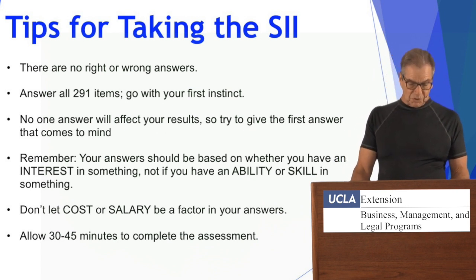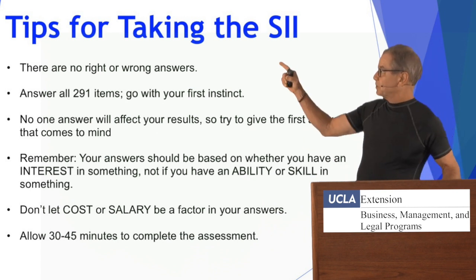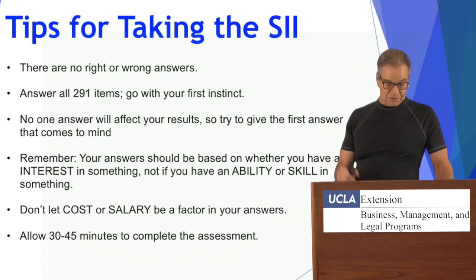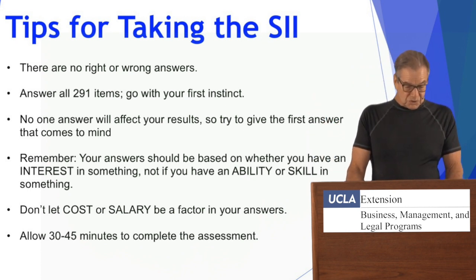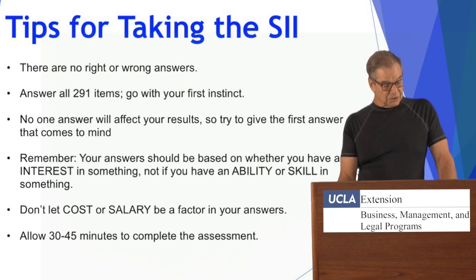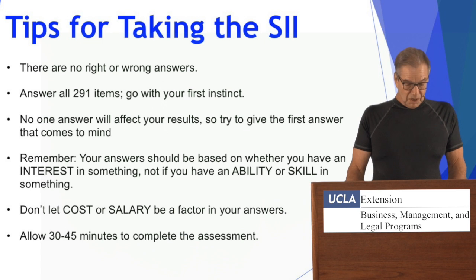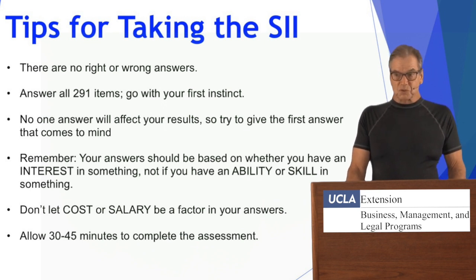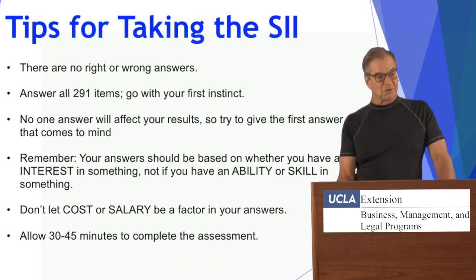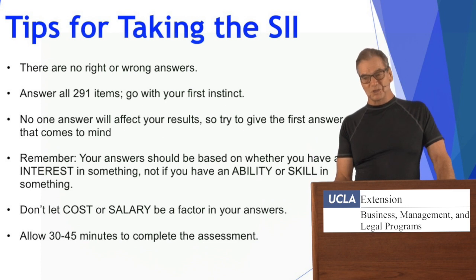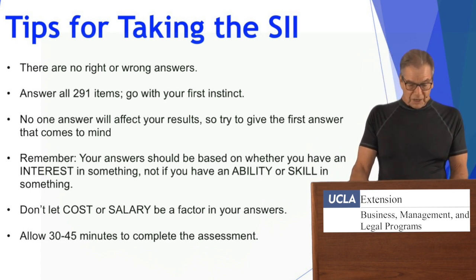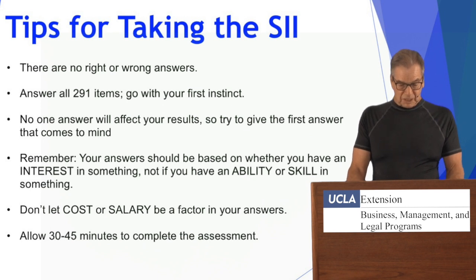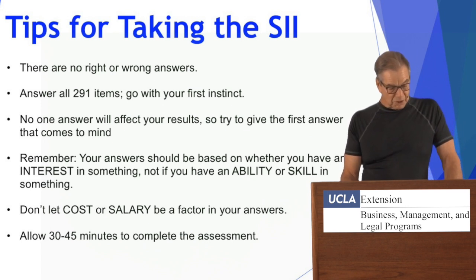With the Strong Interest Inventory, and that's what SII stands for, there are no right or wrong answers. There's a total of 291 questions. So your first response is the best, but if one didn't quite work out, don't worry, it's not going to affect the overall report that much. No one answer will affect your results, so try to give the first answer that comes to mind.